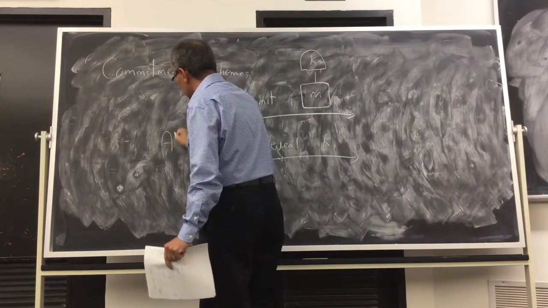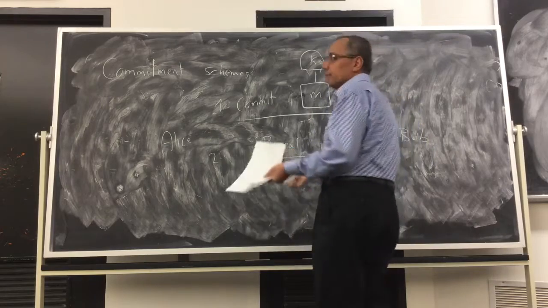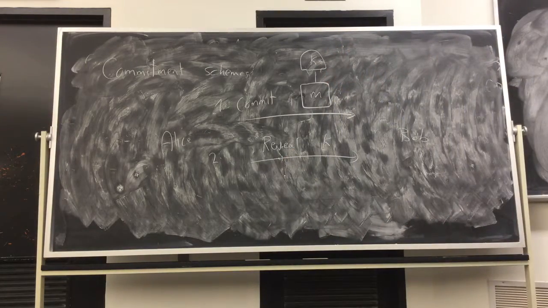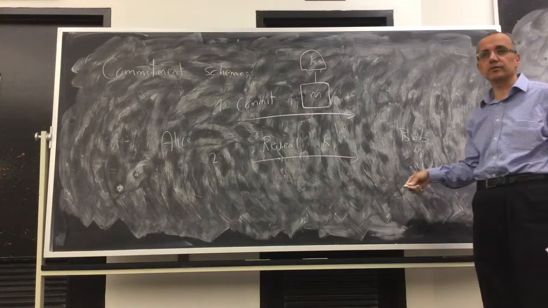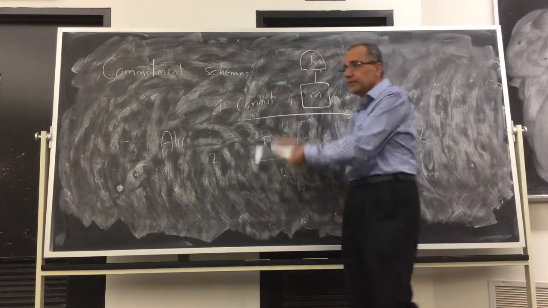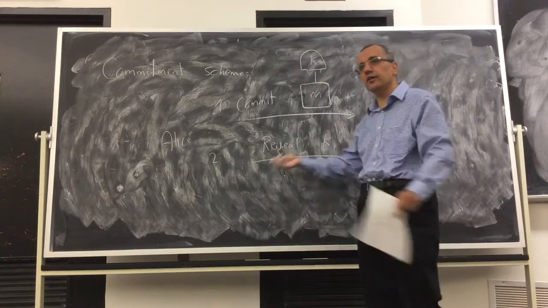Suppose this is Alice and this is Bob. I'd like Alice to commit to something, and I don't want Alice to have the freedom to change her mind after she commits. But I don't want Bob to know what Alice committed to until we go to the second phase, which we call the reveal phase, where Alice reveals the value she committed to.